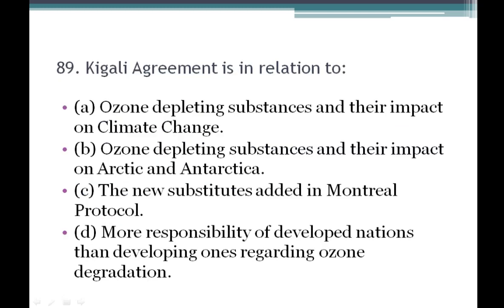Question number 89. Kigali Agreement is in relation to option A. Ozone depleting substances and their impact on climate change. Option B. Ozone depleting substances and their impact on Arctic and Antarctica. Option C. The new substitutes added in Montreal Protocol. Option D. More responsibility of developed nations than developing ones regarding ozone degradation. The correct answer is option A, that is ozone depleting substances and their impact on climate change.